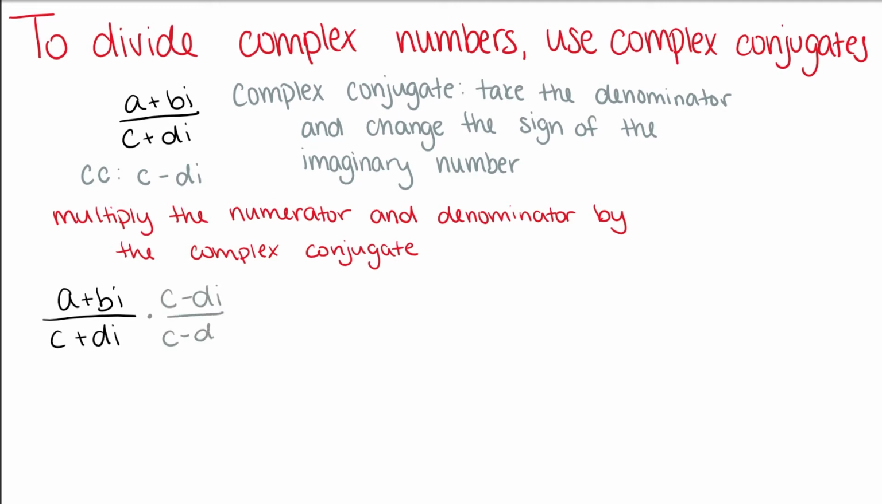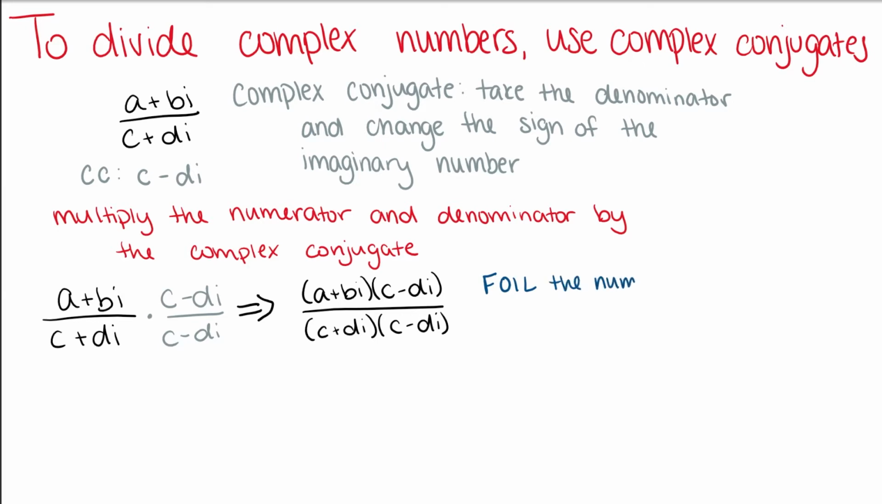When we multiply our original complex numbers by the complex conjugate on top and bottom, c minus di over c minus di is equal to 1. So we're not changing the value of our expression. But this problem becomes a plus bi times c minus di over c plus di times c minus di.